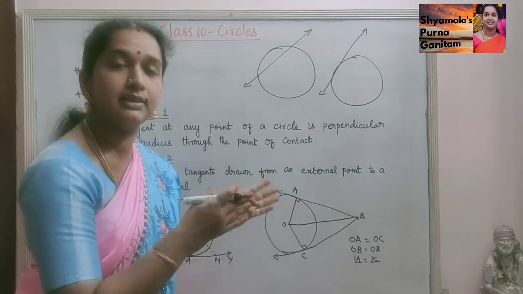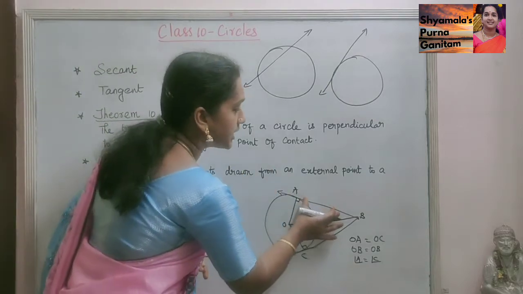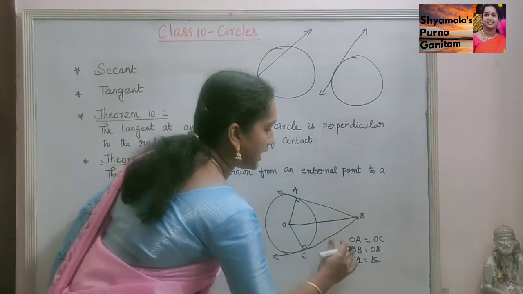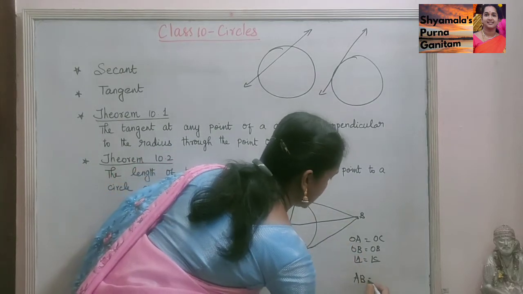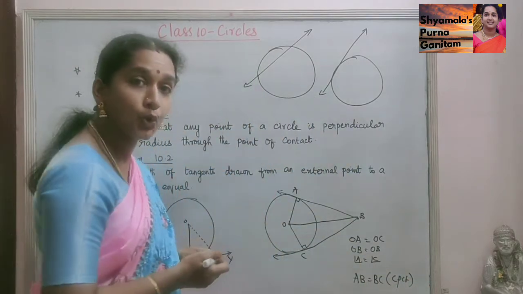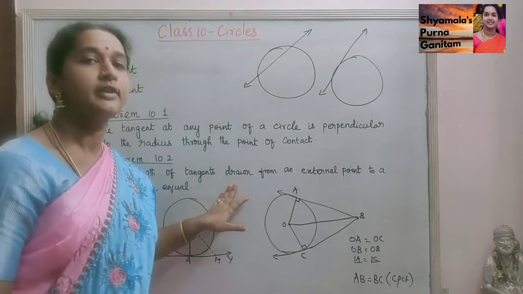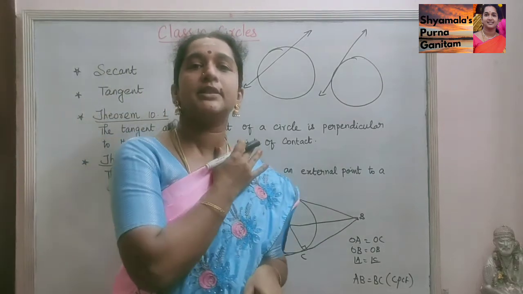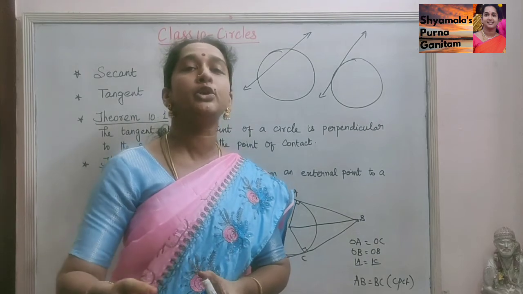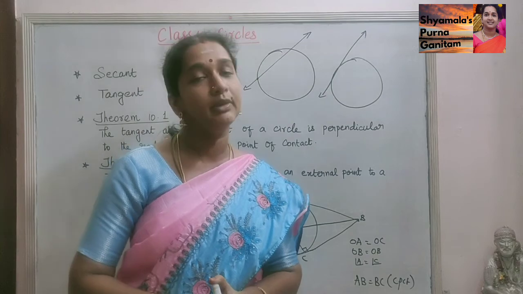Since the triangles are congruent, the sides are equal. That is, AB is equal to BC, by CPCT. This is the proof we have to give for the theorem. This theorem is also a very, very important theorem. Based on these theorems and the secant and tangent properties, we are going to do the exercise sums. The first exercise is simple. The second exercise we will do.